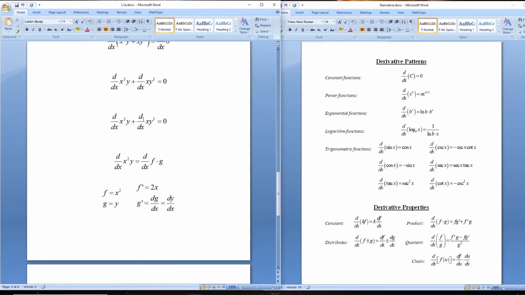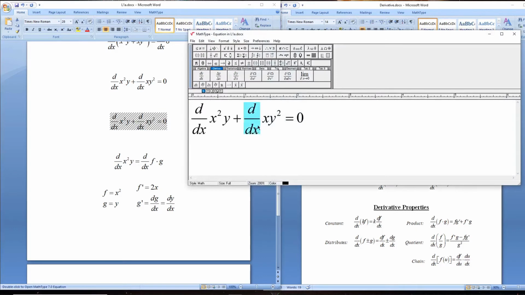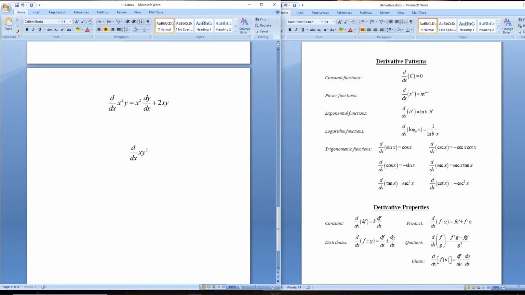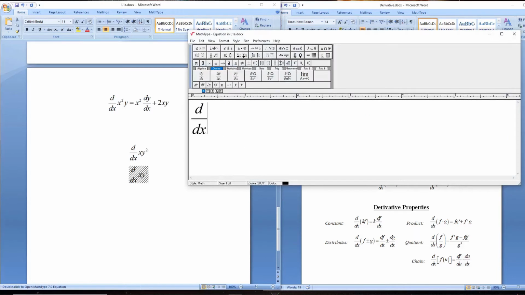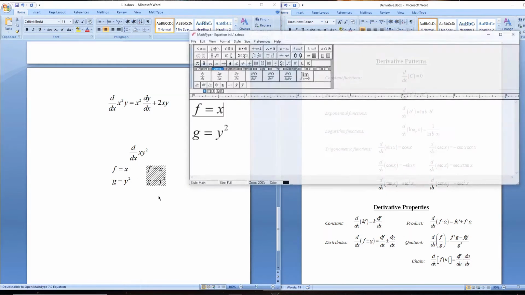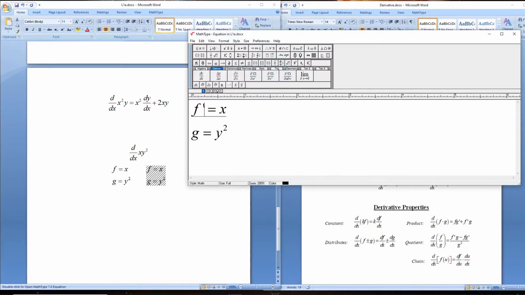Now going back to the original equation, which is right here, let's do this other product rule here. So here's our other one. And we're going to explicitly define f to be x and g to be y squared. And once we've explicitly defined that, we then take those derivatives. And the derivative of f, the derivative of x, is 1.